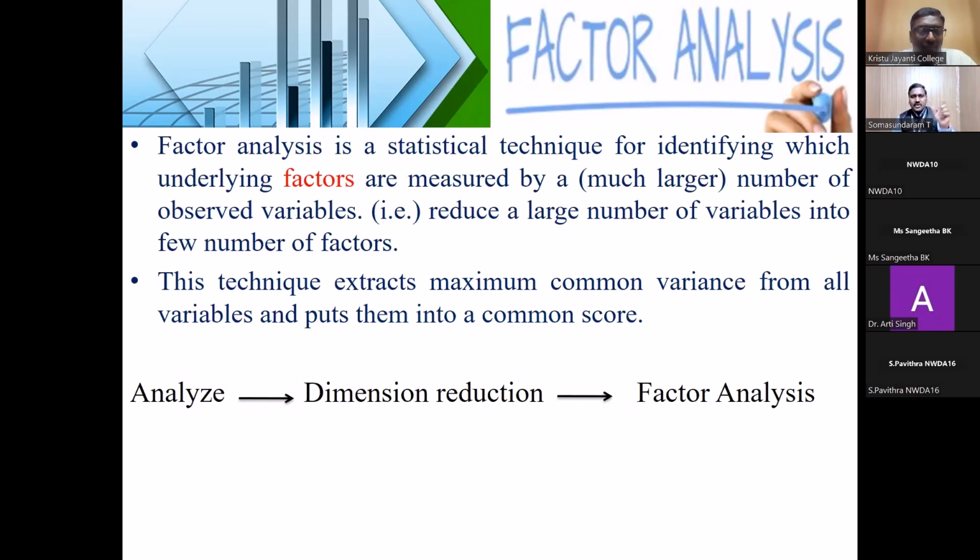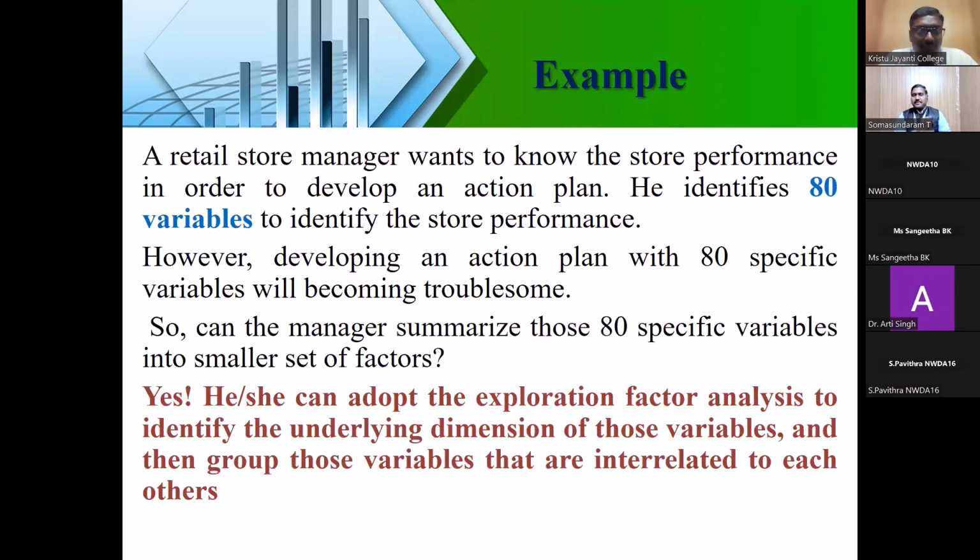And in the Analyze menu, there is an option called Dimension Reduction. Analyze, Dimension Reduction. There you have the option called Factor Analysis. Clear? So now, for example, there is a store manager and he wants to measure the performance of the store. But to give a report, you cannot mention everything, right? You can highlight a few things which are very, very important for your store performance.